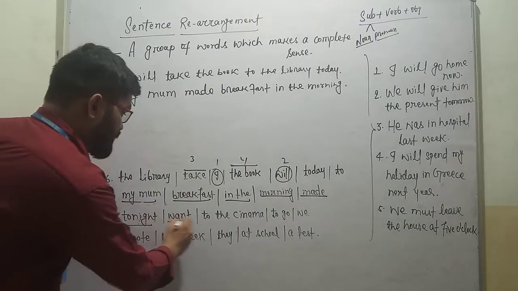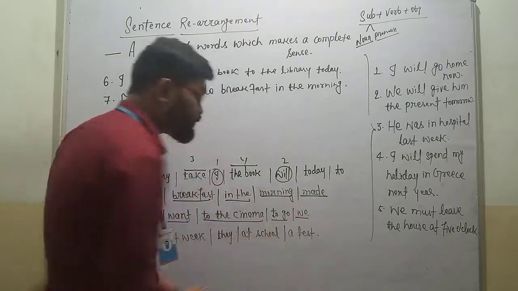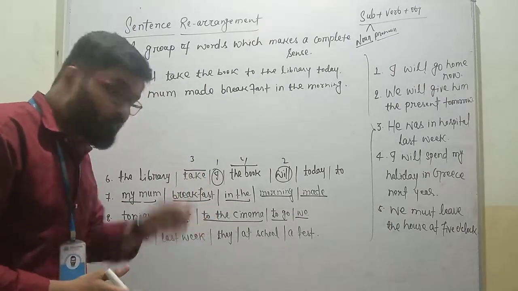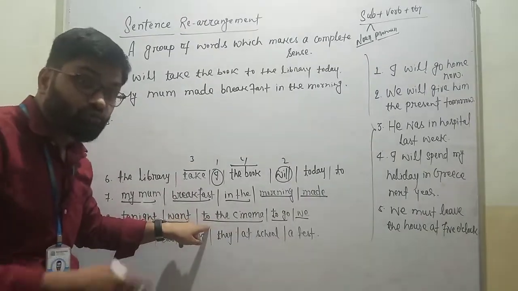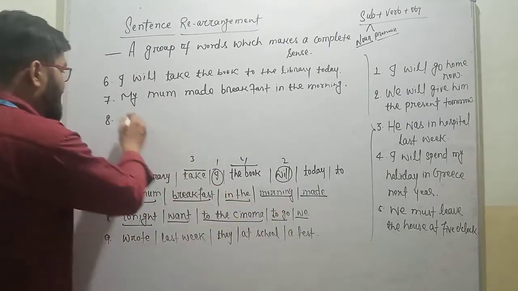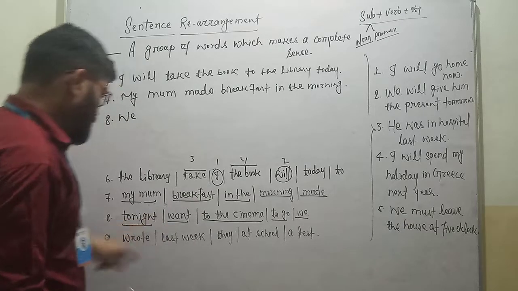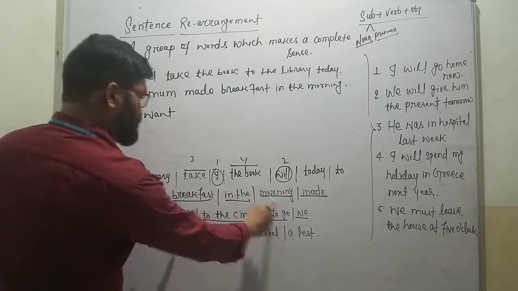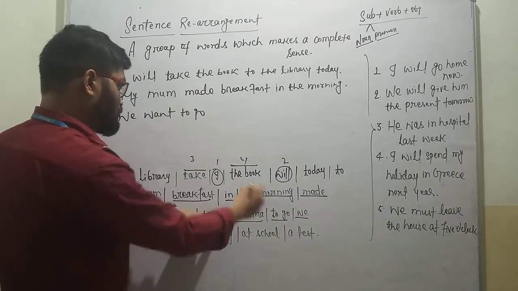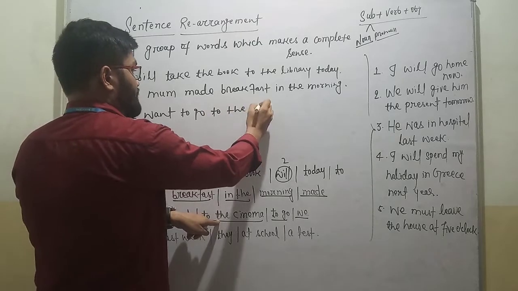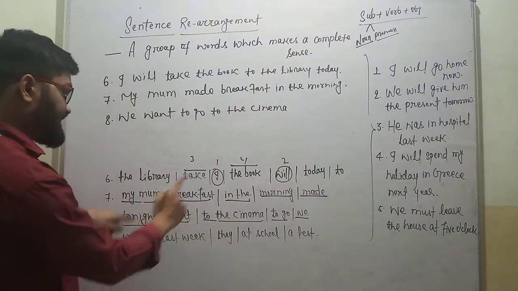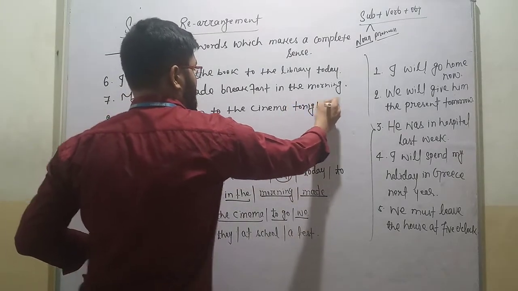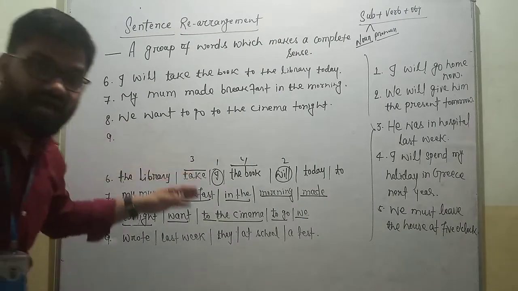Now we have tonight want to the cinema to go we. Wow. After reading these disarranged words, we got to know that we want to go to the cinema, right? So let's go ahead. Let's start with we. Then want. We want what? We want to go where? To the cinema. We want to go to the cinema. When? Tonight. Completed. And now the last but not the least.